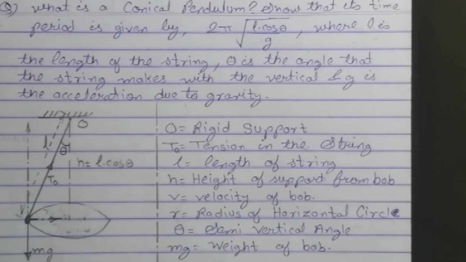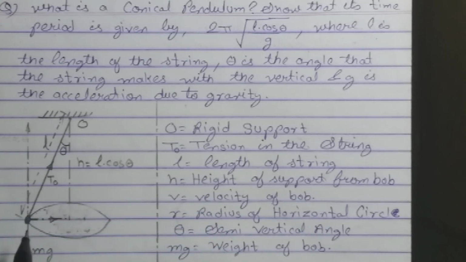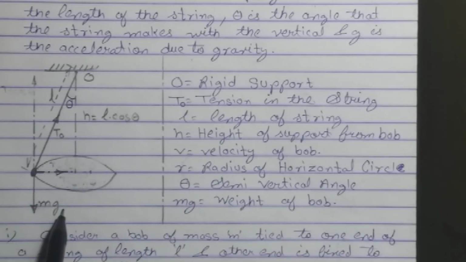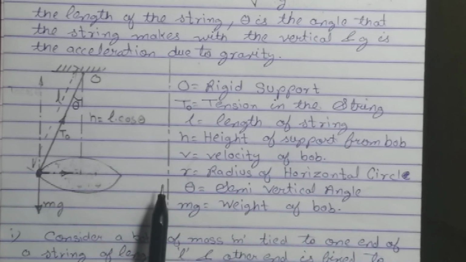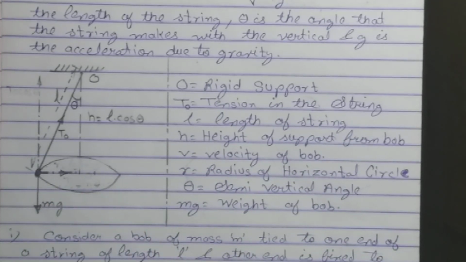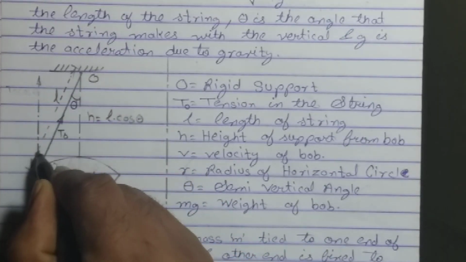So two forces are acting in this particular system. The one force is the bob's own weight, that is mass into acceleration due to gravity, mg. And the one more force acting is in the string, that is the tension in the string. So here T0 is the tension in the string. There are two forces, mg and T0, the tension in the string. This tension makes an angle theta with the vertical.